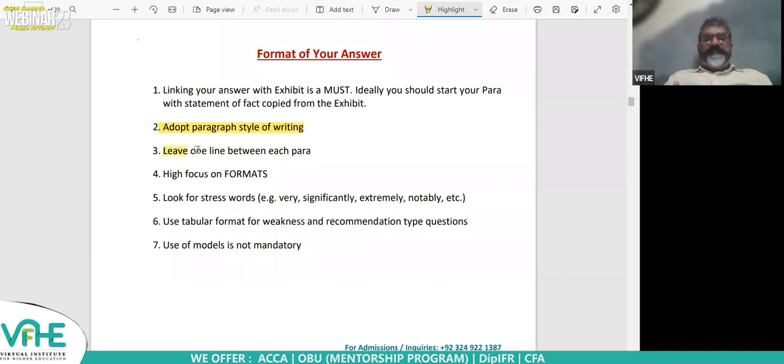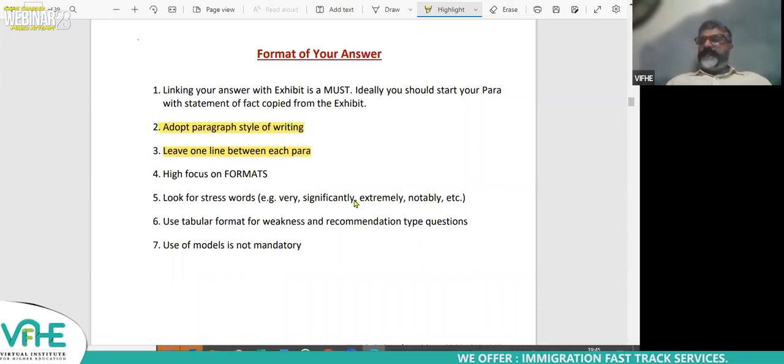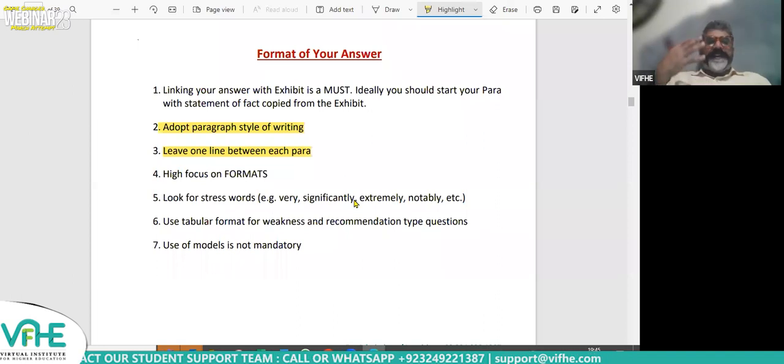Please, this one is important. Leave 1 line between each para. Did you understand this? Leave one line between each para. Why do I say that? Any idea? Why am I requesting you to leave one line between each para? So that it becomes easier for the examiner to see the distinct paragraphs. The line separates the two paragraphs. It's more clarity. It's more neat and clean, more organized, right?